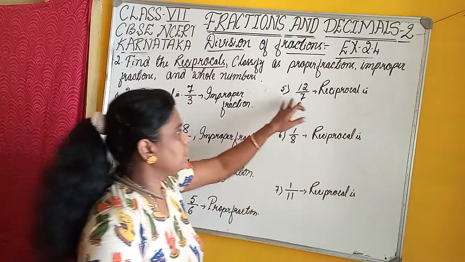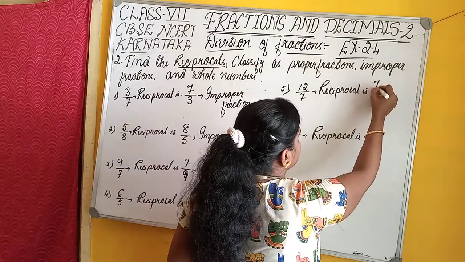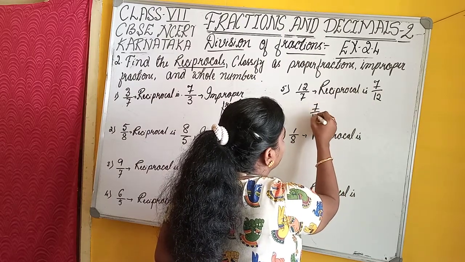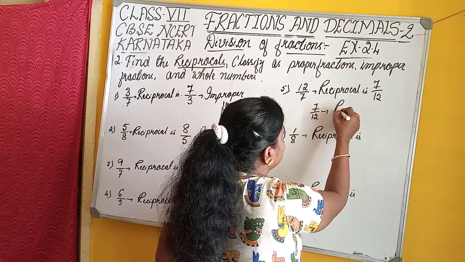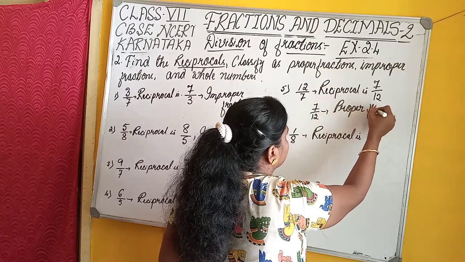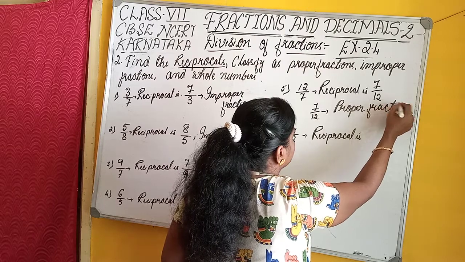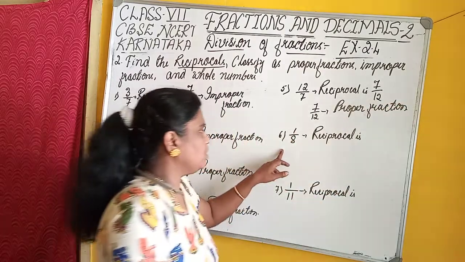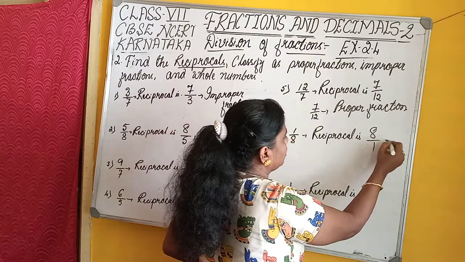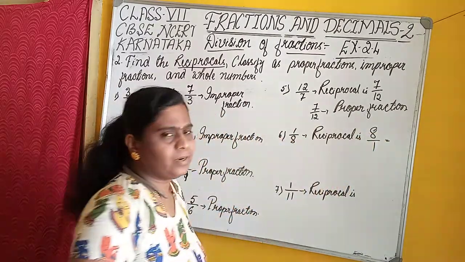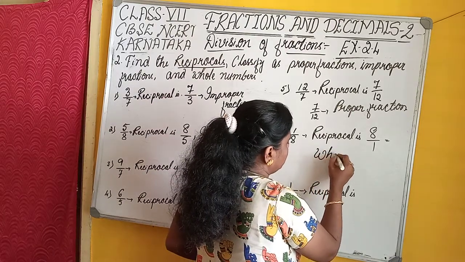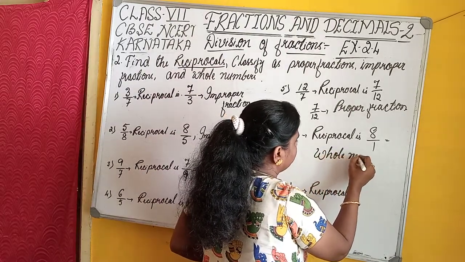And 12 by 7. The reciprocal of 12 by 7 is 7 by 12, and 7 by 12 is a proper fraction because the numerator is less than the denominator. 1 by 8, the reciprocal of 1 by 8 is 8 by 1. Here 8 is divided by 1, therefore it is a whole number, isn't it? It's a whole number.